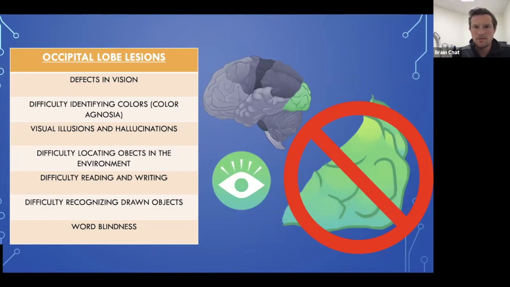You may see this in different types of conditions, but this may be changes in the way the occipital lobe is working. Difficulty with reading and writing. Difficulty recognizing drawn objects, and something called word blindness, where you can't really recognize what a word is.